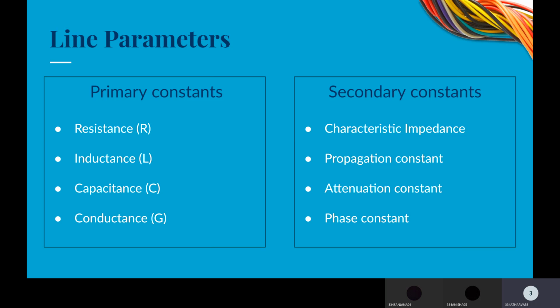In secondary constants, we have characteristic impedance, propagation constant, attenuation constant, and phase constant. Characteristic impedance is the impedance of the transmission line when the length of the transmission line is infinity. It is purely a function of capacitance and inductance. Propagation constant shows the nature in which the waves are propagated along the line. Attenuation constant determines the reduction in voltage or current along the line and is expressed in Napier per kilometer. Phase constant determines the variation in phase position of voltage and current along the line.